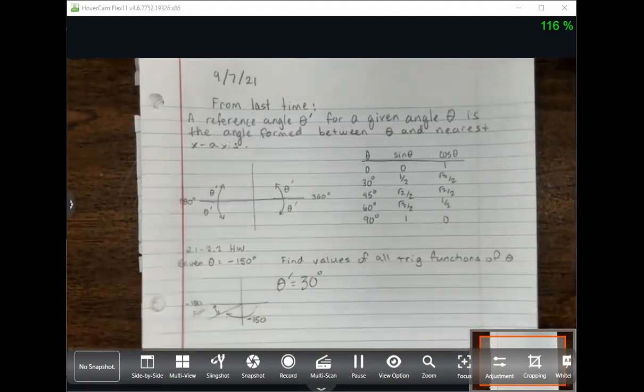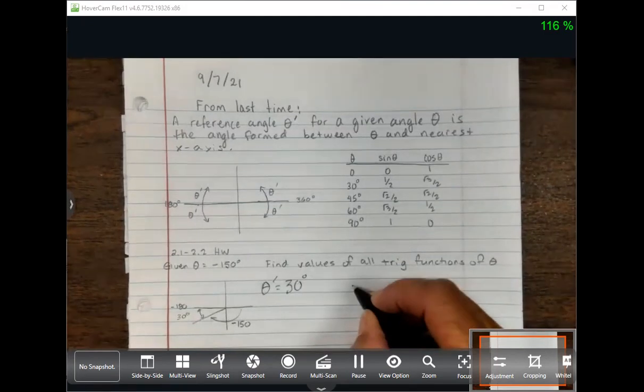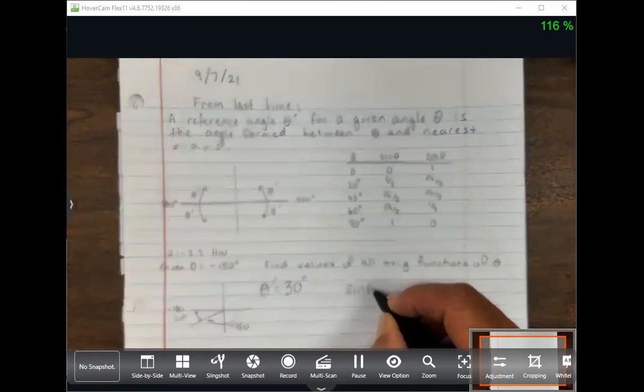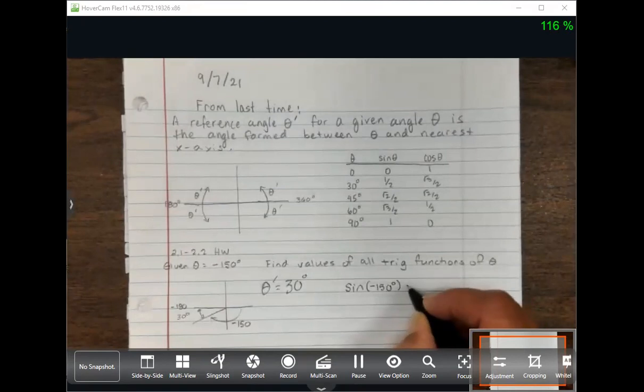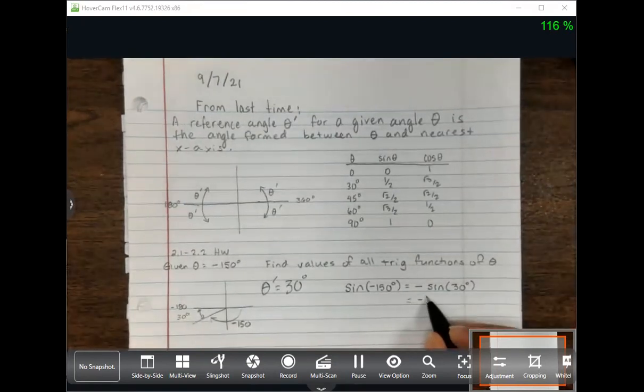So what we have to use is the values of all the trig functions at 30 degrees and the fact that in quadrant 3, only 2 of our trig functions are positive. Which 2? Tangent and cotangent. So the other ones are going to be negative. So the sine of negative 150 degrees is minus the sine of 30 degrees. And then up in the table, we can see that the sine of 30 degrees is 1/2. So the value here is negative 1/2.